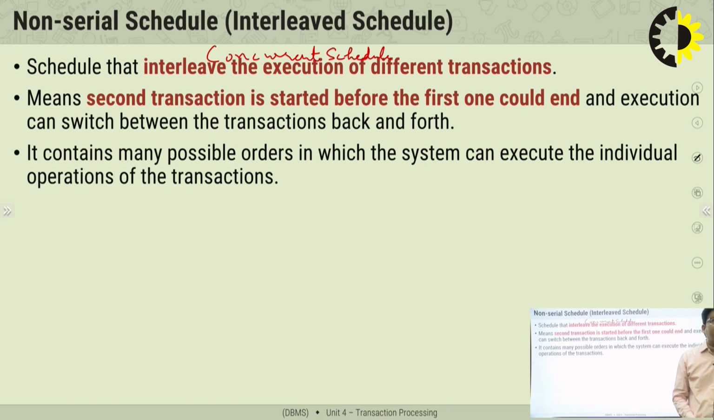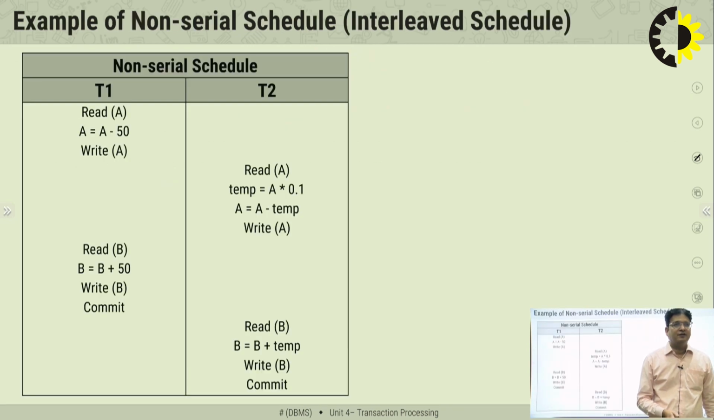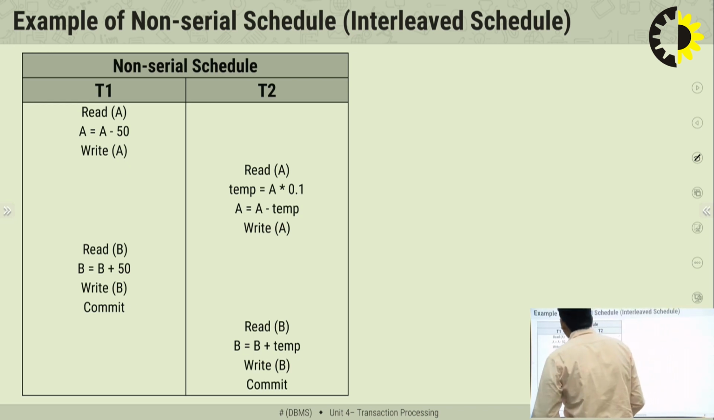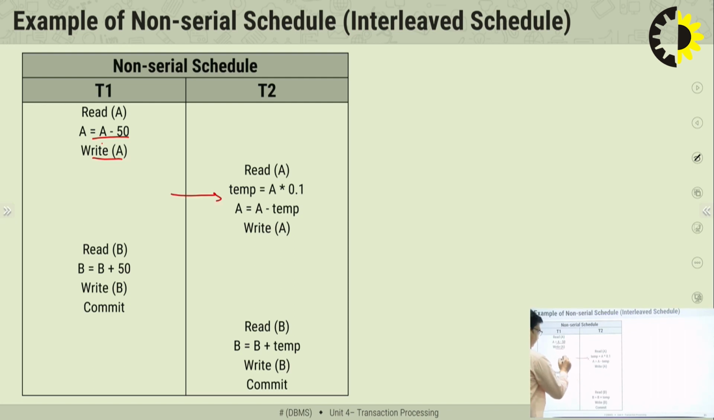So here we have the interleaved execution of the instructions. For example, in this particular example, first we read the value of A in transaction T1, A equals A minus 15, then write. Now T1 has not yet been completed, then T2 starts. Now some of the instructions of T2 are executed.